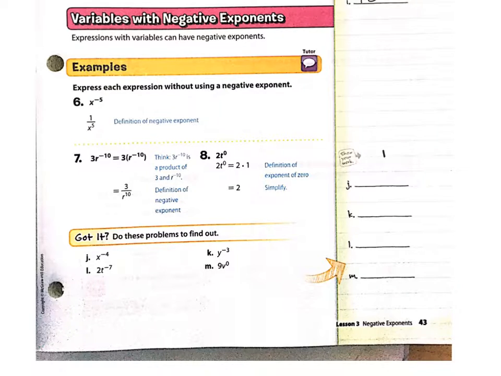All right, Matthias, what's J? 1 over x to the 4th power. There we go. Yeah, it's so simple now. 1 over x to the 4th power, right?